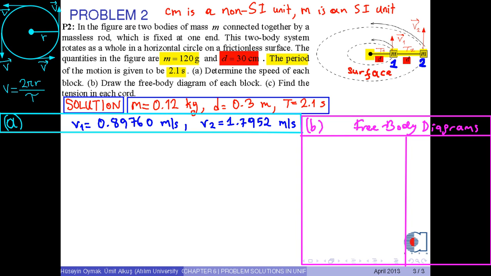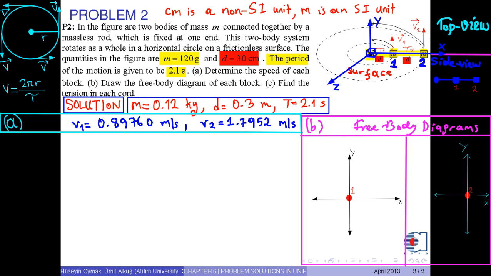To draw the free body diagram of each block, we represent them by points. Next, the most crucial point is to draw an appropriate coordinate system, since the figure was drawn from almost a top view. But it is comfortable to look at the motion from side view, and we draw the x and y axis as follows. Therefore, the x-axis is on the surface and the y-axis is perpendicular to the surface. Hence, the gravitational forces on the bodies are drawn like this with the magnitude of m times g.